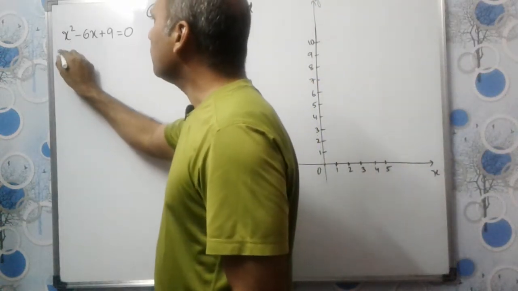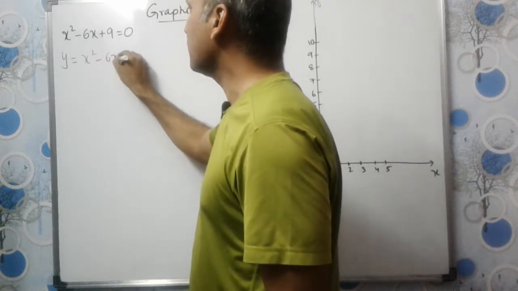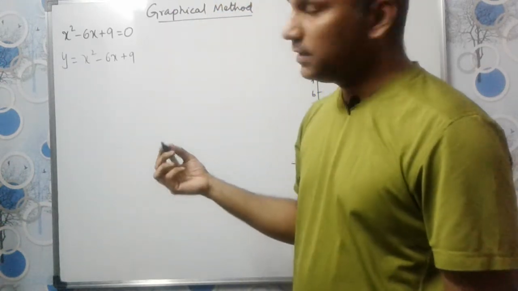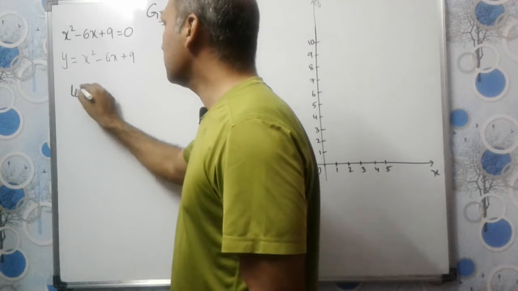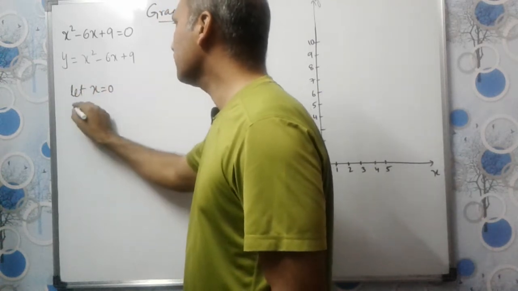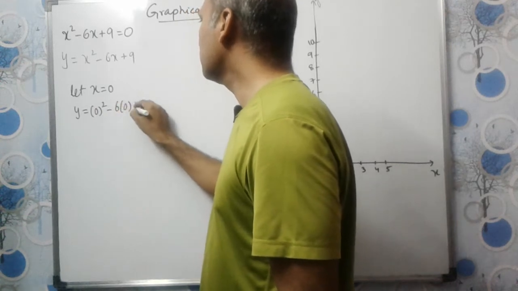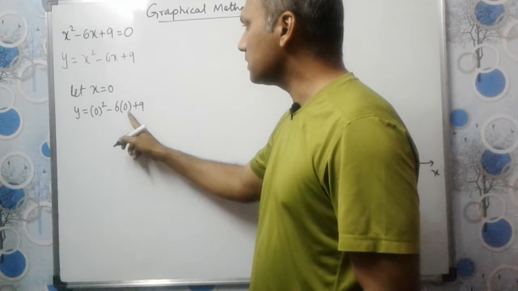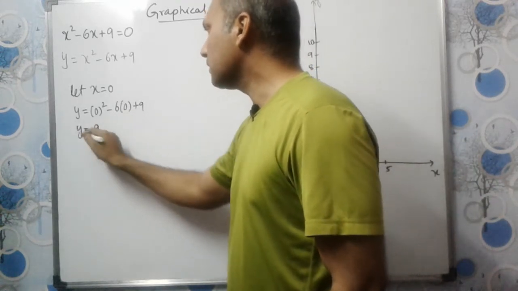Now what did we learn? Whatever polynomial or equation is given, we need to take that as y. Okay. So this is y is equal to x square minus 6x plus 9. And now substitute different values of x. Okay. Let us substitute x is equal to 0. If you substitute x is equal to 0, y will be equal to, see, in place of x I am writing 0. So 0 square minus 6 into 0 plus 9. So this 2 becomes 0, we will have only 9.